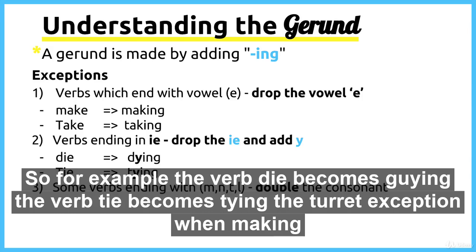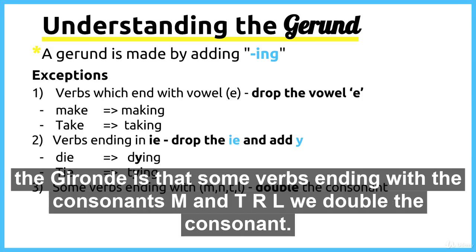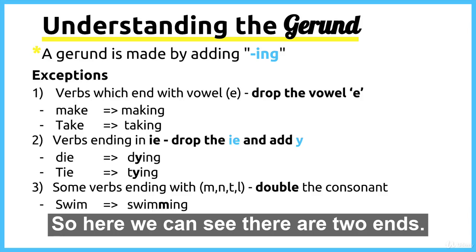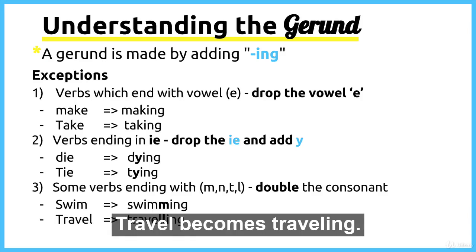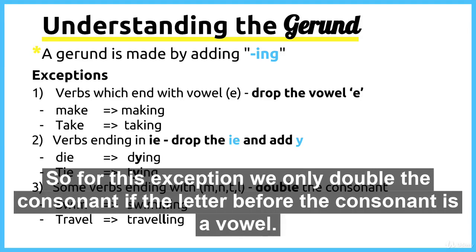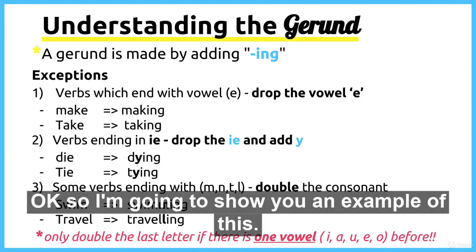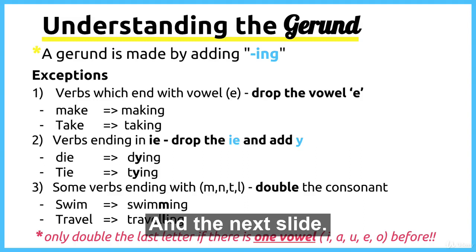The third exception when making the gerund is that for some verbs ending with the consonants M, N, T, or L, we double the consonant. So for example, swim becomes swimming. So here we can see there are two M's. Travel becomes traveling. So for this exception, we only double the consonant if the letter before the consonant is a vowel. Okay? So I'm going to show you an example of this in the next slide.